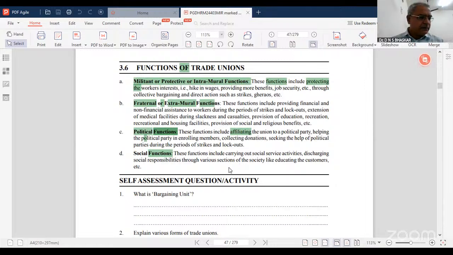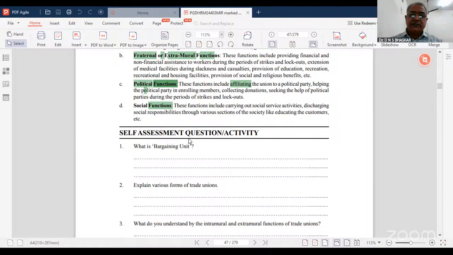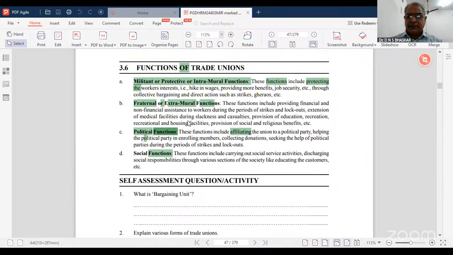The political functions include affiliating the union to a political party, helping the political party in enrolling members, collecting donations, and seeking help. These all come under the trade union functions. Social functions are also there, serving the society, that is service activities and discharging social responsibility. All these four come under the functions of the trade union.